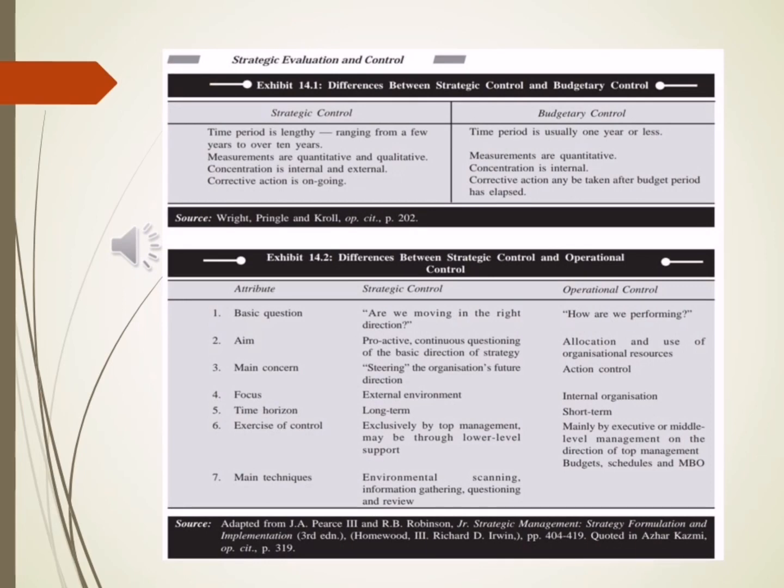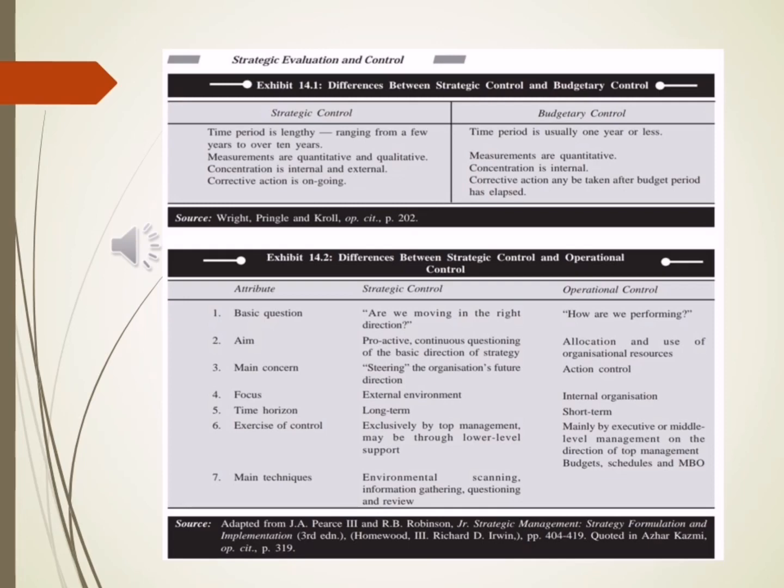These are the differences between strategic control and budgetary control. For strategic control, the time period is lengthy, ranging from a few years to over 10 years. And for the budgetary, the time period is usually 1 year or less. And then the measurements for the strategic are quantitative and qualitative, but for the budgetary, it's only quantitative. And for the concentration, for strategic, it is internal and external, but for the budgetary, it is internal only. And for the corrective action, it is ongoing for strategic, but for the budgetary, corrective action is only taken after the budget period has collapsed.